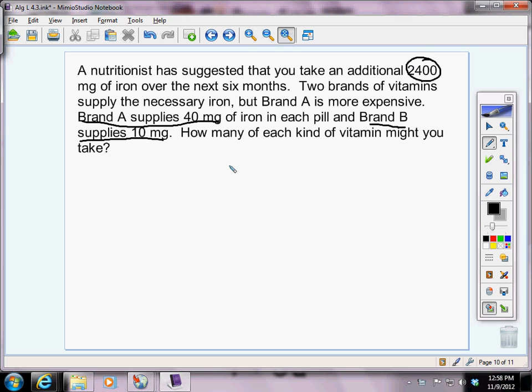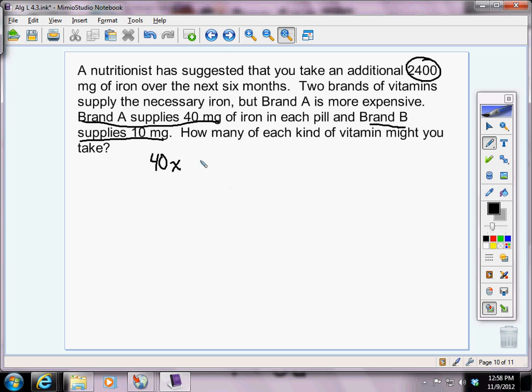So what we're looking at is we want to take so many of brand A and so many of brand B to get our necessary 2,400 milligrams. But we're going to try to figure out how to make it as cheap as we can. So if we set up our equation here, we're going to take so many of brand A. I don't know how many, so we'll call that X. So every pill I take, every number I put in here, I'm going to multiply by 40 because that's the number of milligrams that comes with each one.